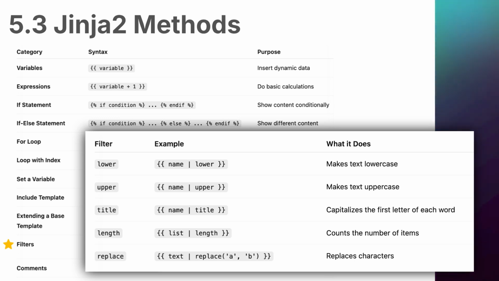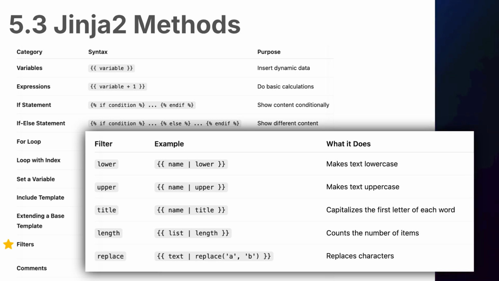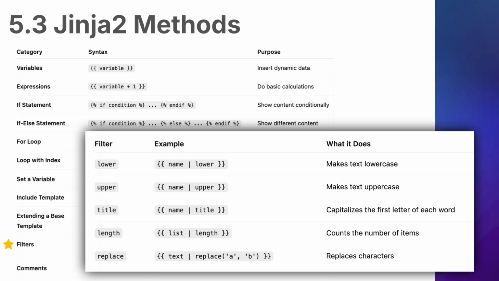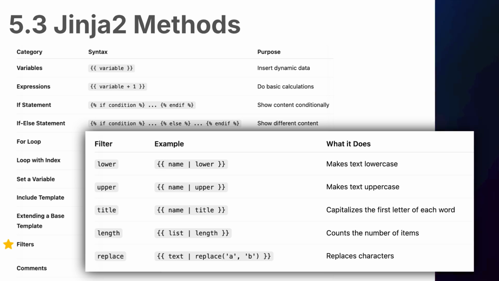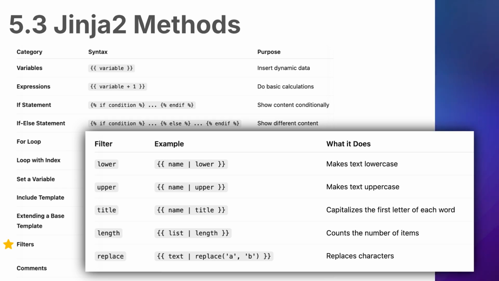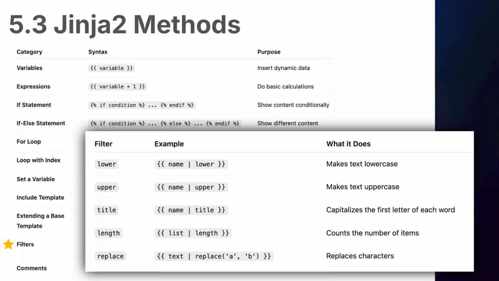The lower filter changes all letters in a string to lowercase. The upper filter turns all letters into uppercase. The title filter capitalizes the first letter of each word. The length filter returns the number of items in a list or the number of characters in a string. The replace filter substitutes one character or word for another, such as replacing A with B in a string.